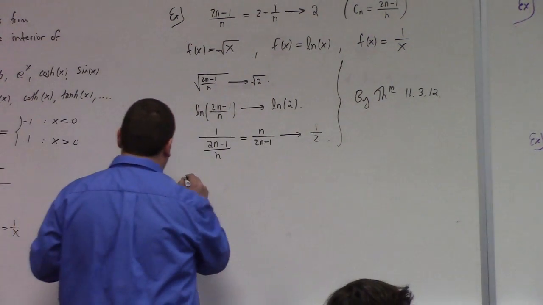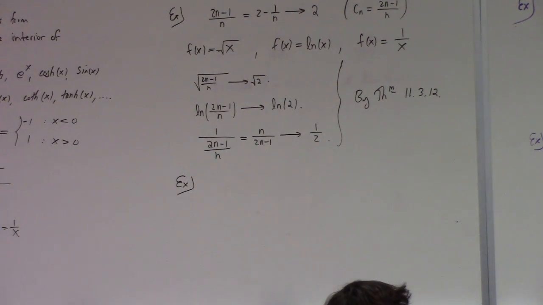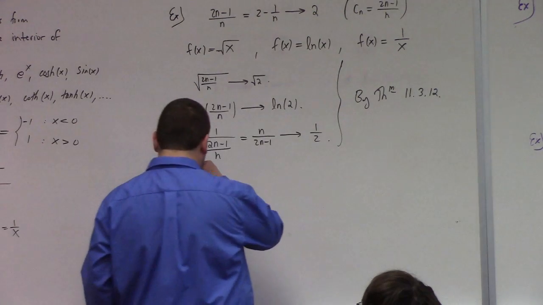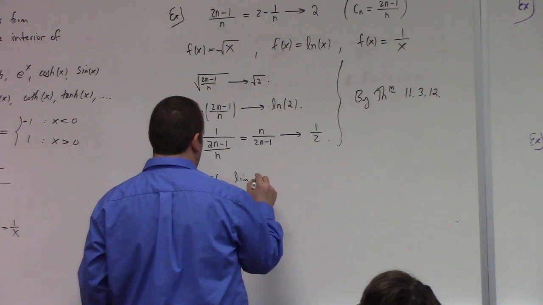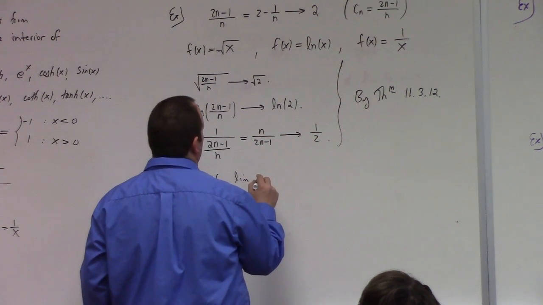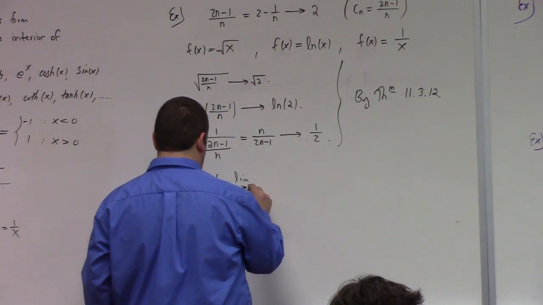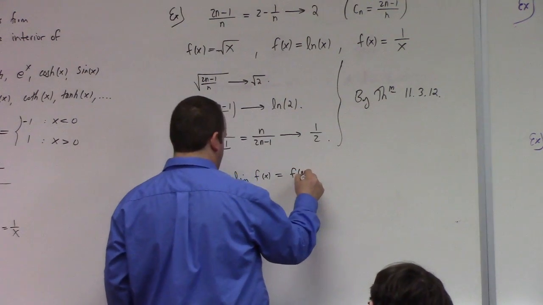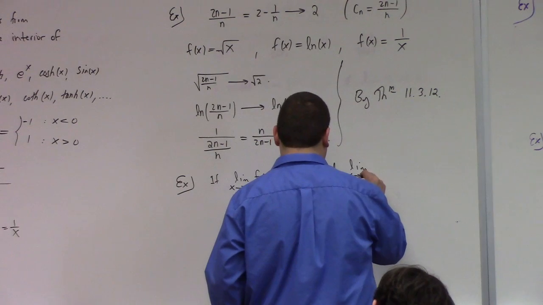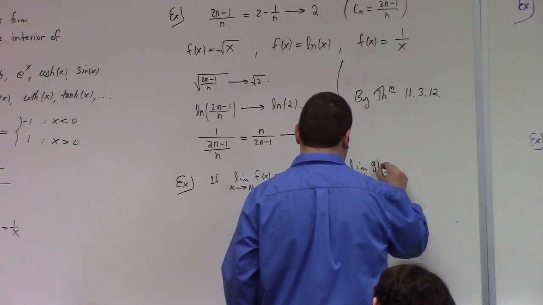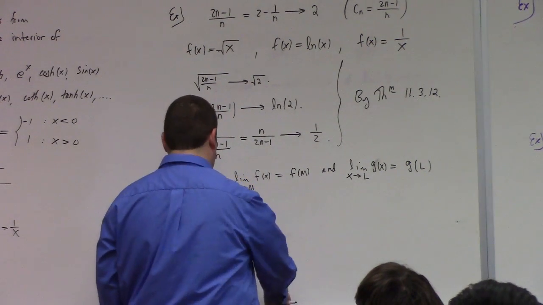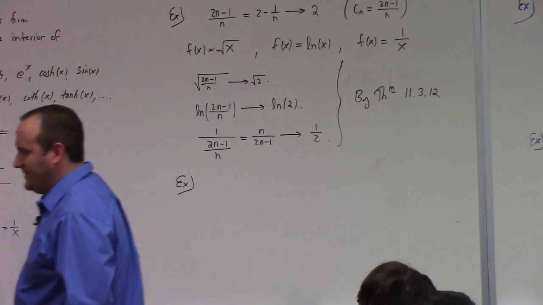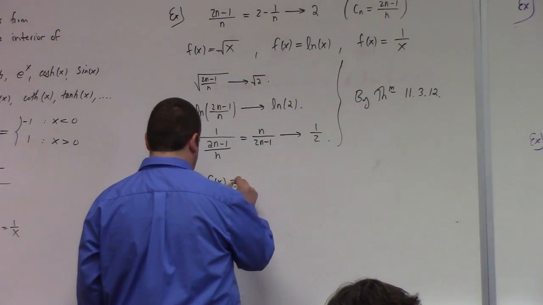By the way, now that we have this, we could do other things like, how about this? If the limit as x goes to m of f of x is equal to f of m, and the limit as x goes to L of g of x is equal to g of L, right? Oh, that's not what I want. Fine. I'll do the one I know how to do. f of x equals 1 over x, right?